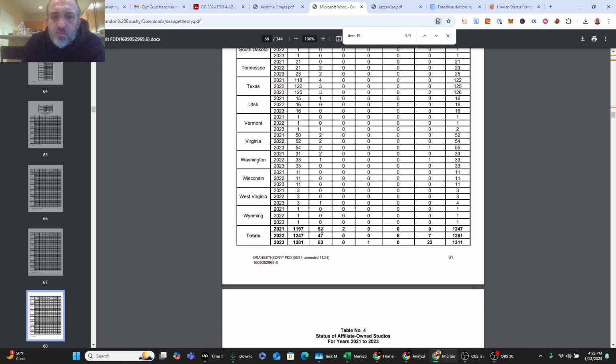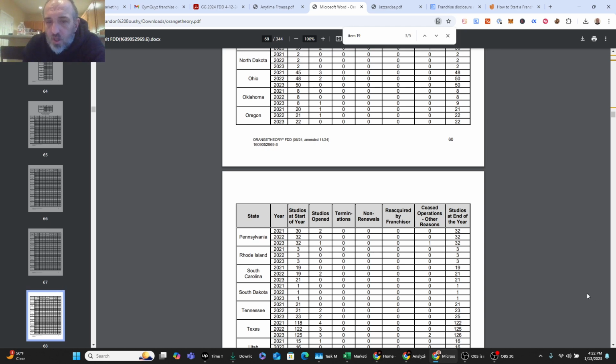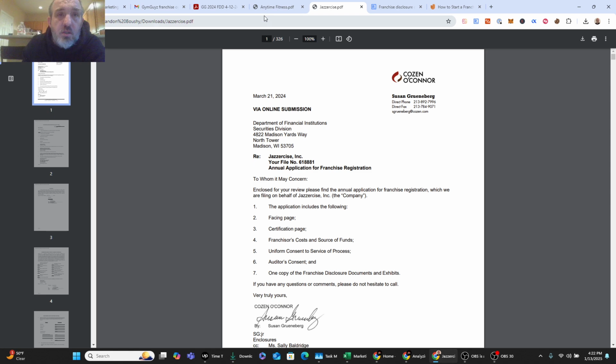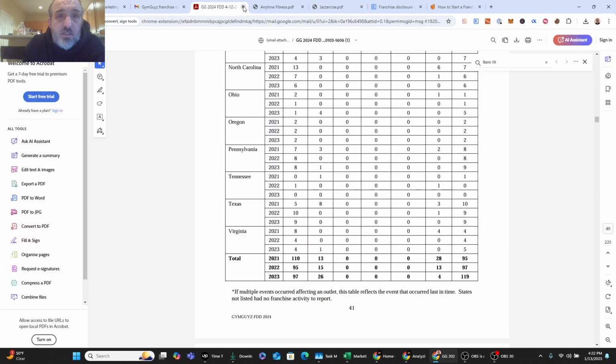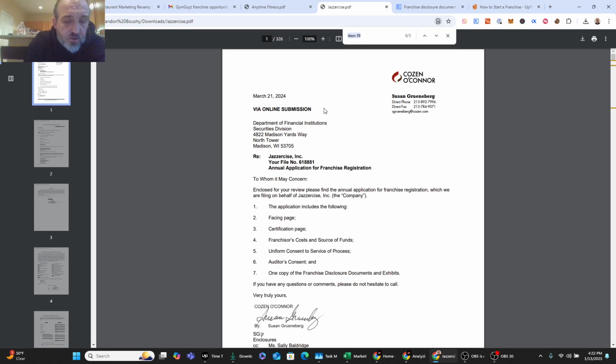So then I go down here again. I look at the numbers for item 20, which is the terminations, non-renewals, and ceased operations. So good. Like this one's good from that standpoint, but it doesn't have any financial disclosures. So I'd reject that one. So right now I've rejected 2 out of the 3 we're going to look at. Then we're going to look at a fourth one, Control F, item 19.